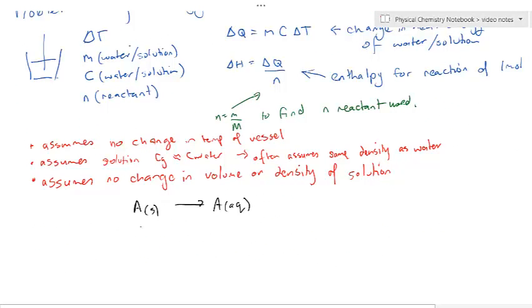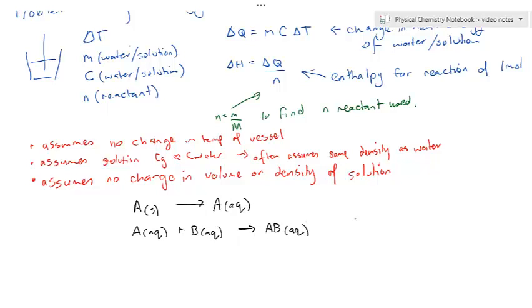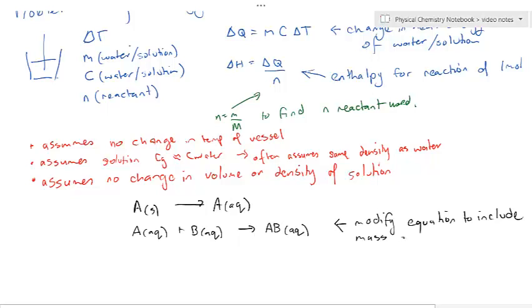An example of such a reaction is solid sodium hydroxide dissolved in water. This probably changes the volume very little and the density even less. But if there's two solutions, such as sodium hydroxide plus water, then you'll need to modify the mass to include the total mass of both solutions.